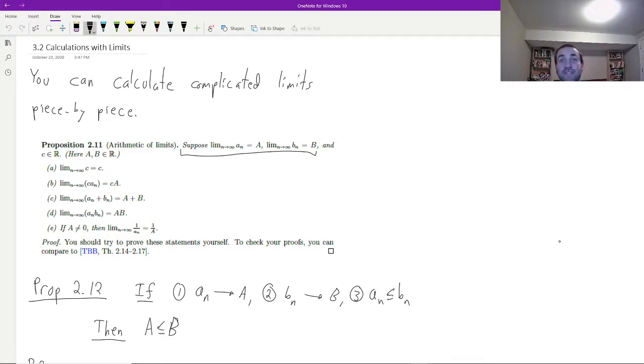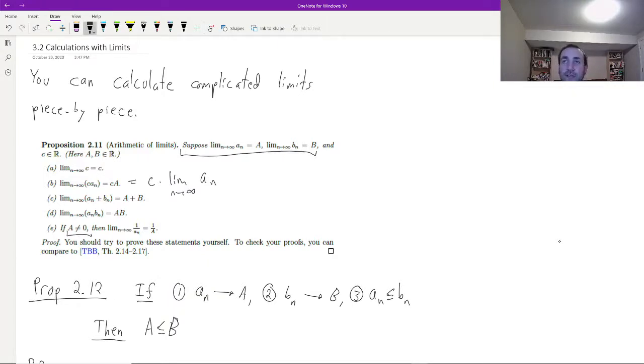So the first one's sort of obvious. The limit of a sequence of the same number is just that number. The second one tells you that you can pull constants outside of a limit. That is, the limit of constant times an is the same constant times the limit of the ans. The third theorem tells us that we can split up the sum. The fourth theorem tells us we can split up a product. And then the fifth one tells us that we can take inverses. At least when it makes sense to talk about inverses.